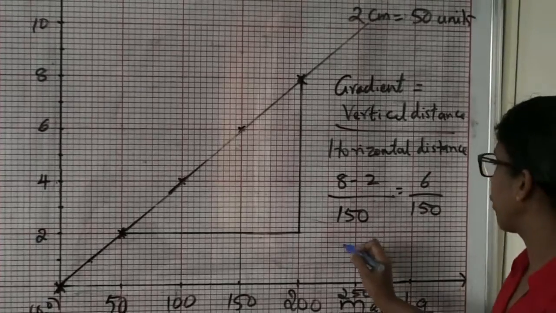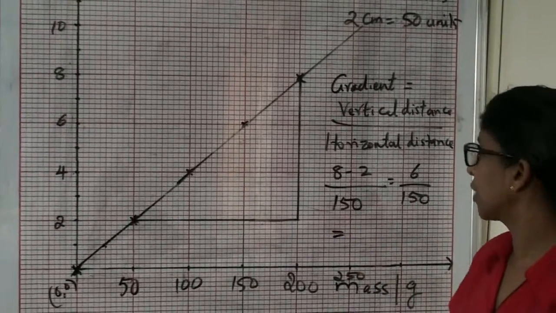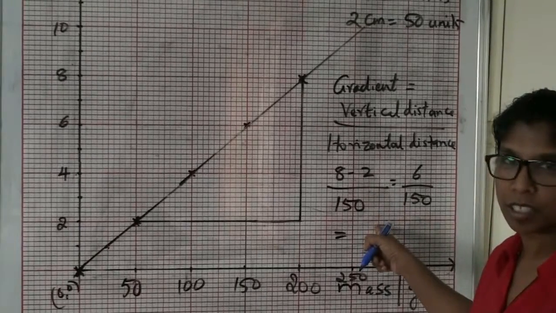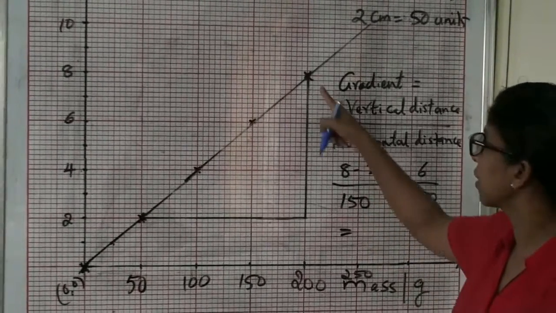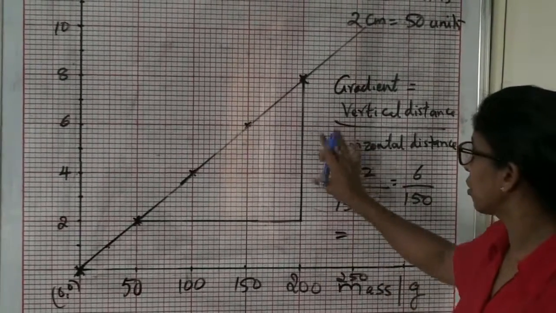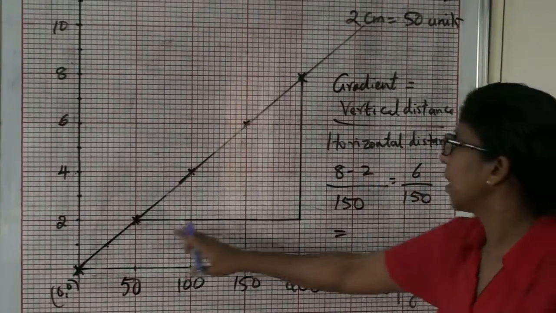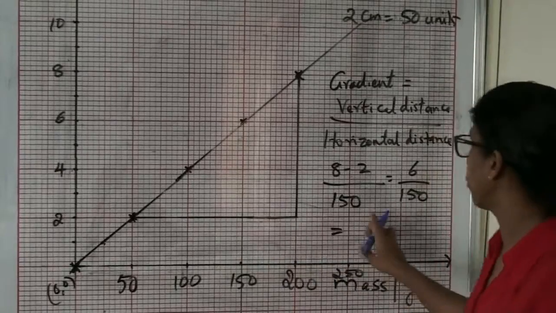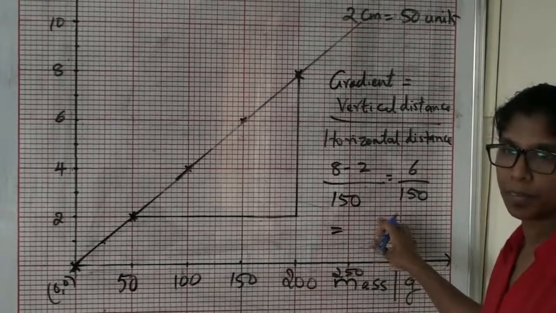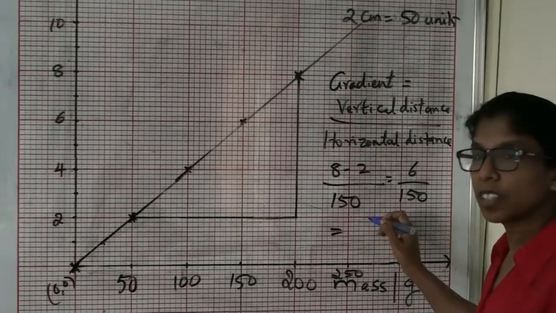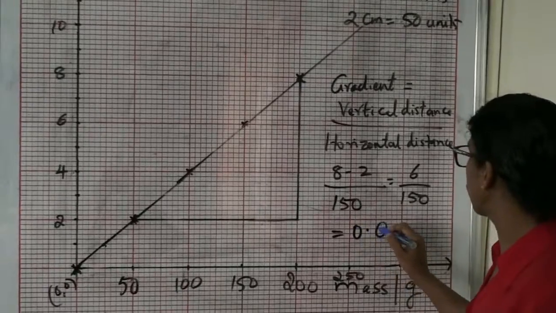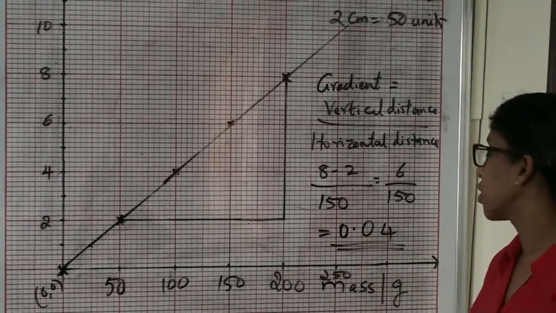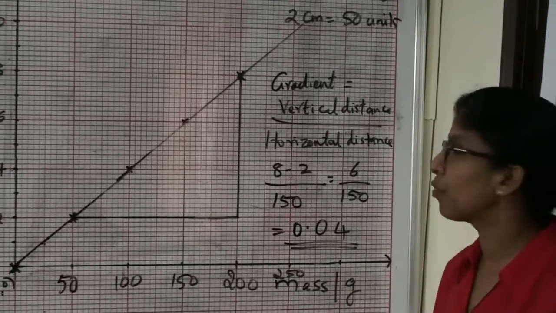So this is how we find the gradient: find the vertical distance divided by the horizontal distance. The vertical distance is 8 minus 2, which is 6, and the horizontal distance is 200 minus 50, which is 150. 6 over 150 is 0.04. So that is how we find the gradient.